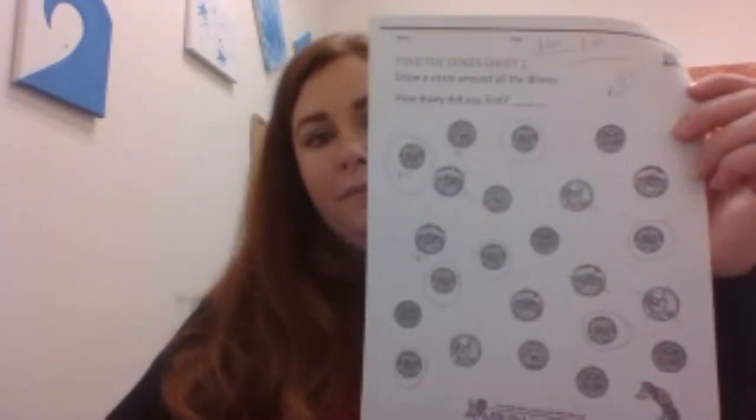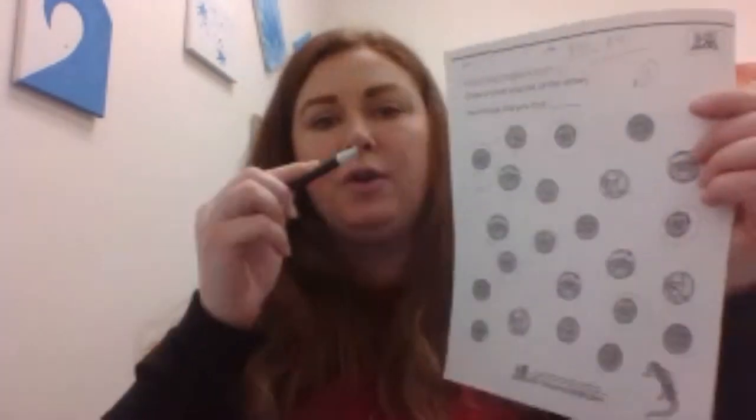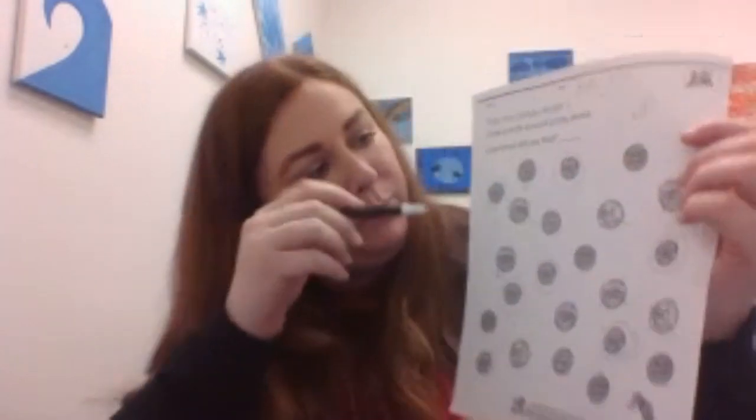So the only thing left on here are what? Pennies. Good job. So we have pennies left on here. Since pennies are the only thing left on here, how much are they worth? 1 cent. Good job. So pennies are worth 1 cent. So when we're counting pennies, what do we count? One by ones. Perfect.